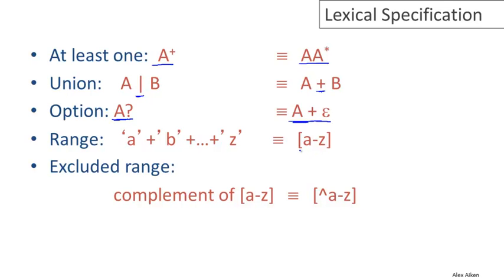And then we had character ranges, which allows us to do a big union of a bunch of characters in order. And then one more that's actually fairly important, but we didn't discuss last time, is the complement of a character range. So this expression here means any character except the characters A through Z.